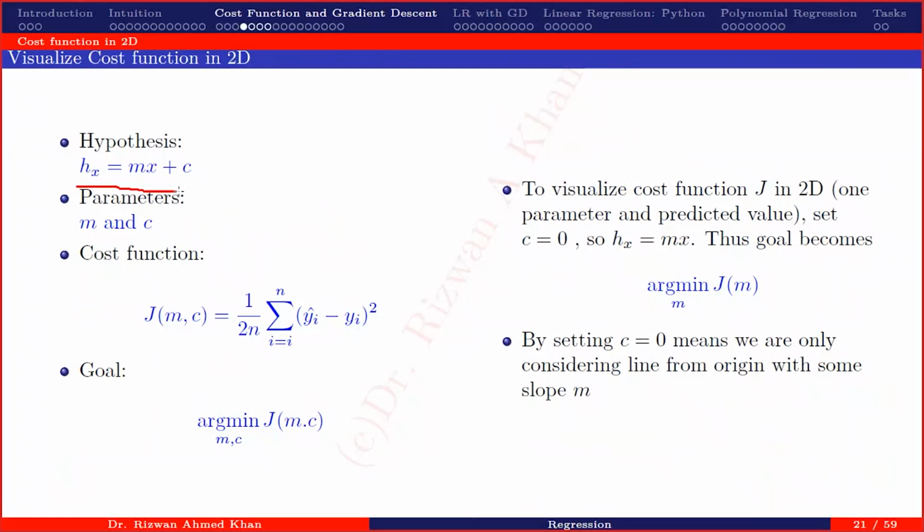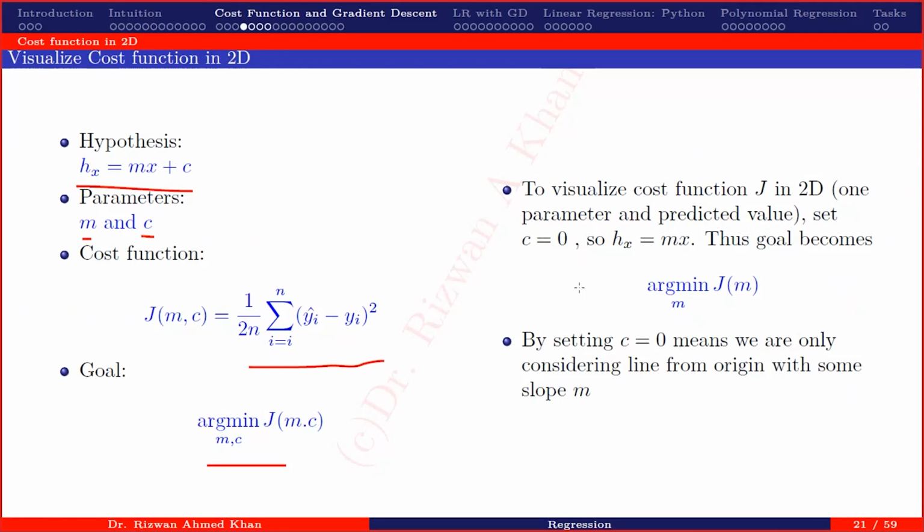So this is the hypothesis we took. These are the parameters that we are trying to find that minimize the cost function. This is the cost function, and the goal is to find values of m and c that minimize the value of J, the cost function, which is given by this. And then before solving this optimization problem, I gave you a few visualizations.